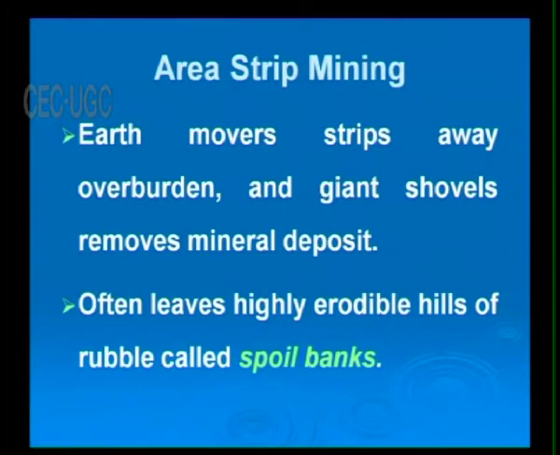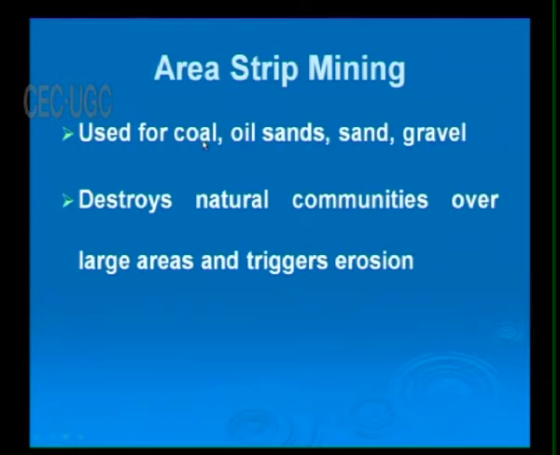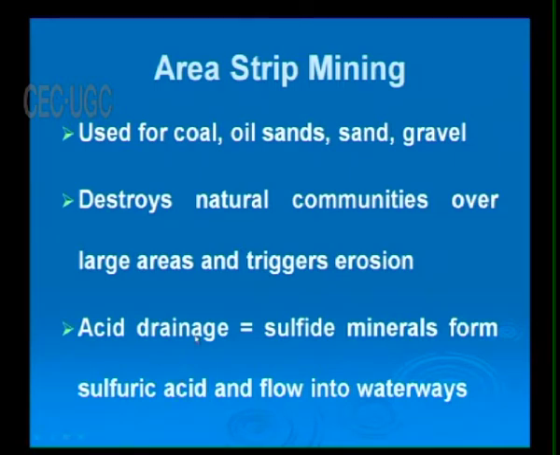And what is the major problem of this? After the mining is over, there is a huge amount of waste material, erodible hills of rubble, called the spoil banks. So, this is the disadvantage of this kind of mining. Generally, it is used for coal, oil sands, sand and gravel, and it destroys natural communities over large areas and triggers erosion. And there is acid drainage, that means the sulphide minerals form sulphuric acid and flow into waterways.